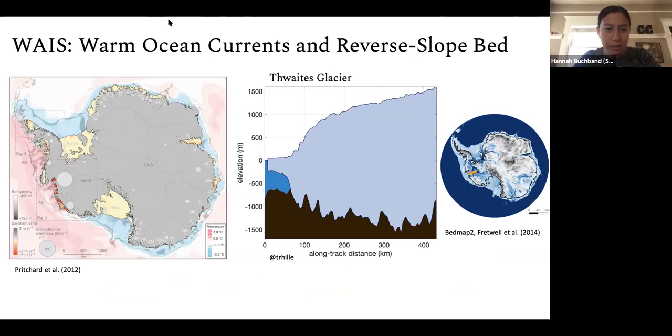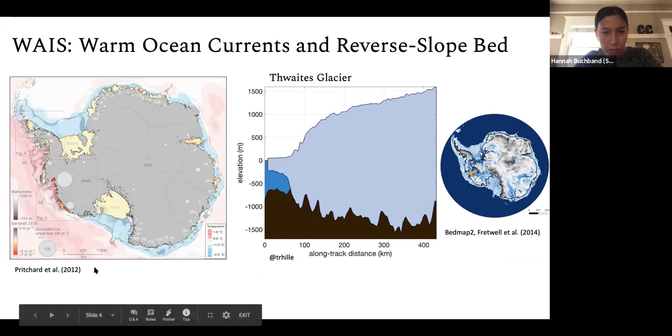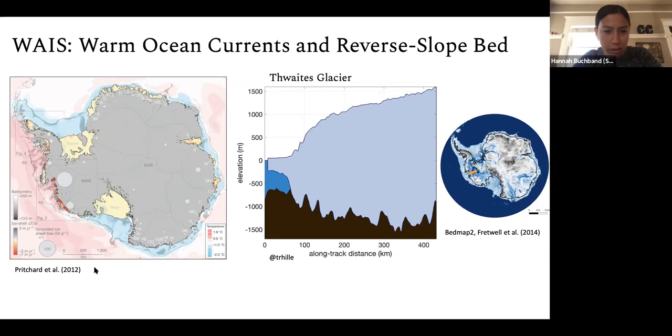Okay, so in addition to those two mechanisms that Izzo just talked about, warm ocean currents and a reverse slope bed are two additional reasons why the WAIS is particularly vulnerable to collapse. As you can see on the figure on the left here, warm ocean water is shown in pink and is able to access the grounding line of much of Antarctica, particularly in the West Antarctic Ice Sheet, due to warm circumpolar deep water flowing underneath the ice shelf.